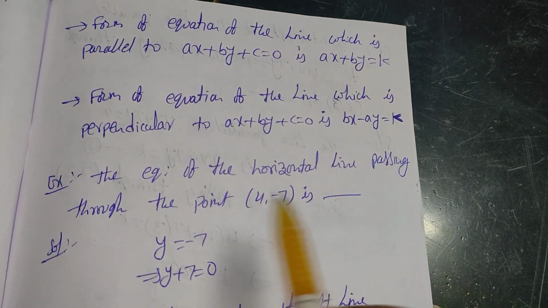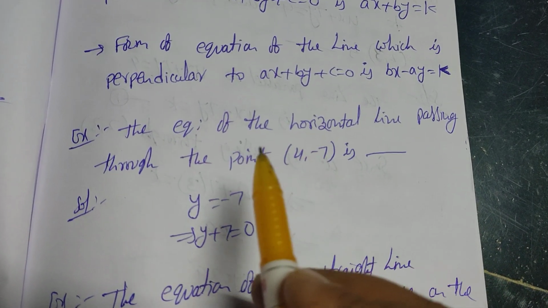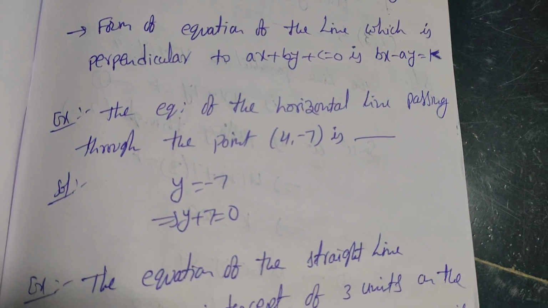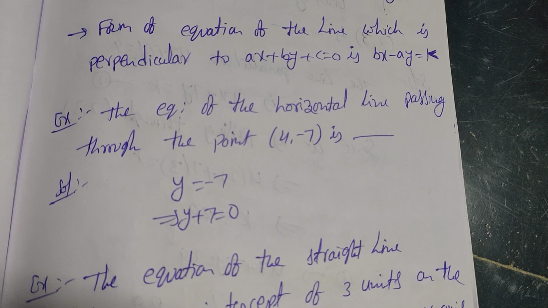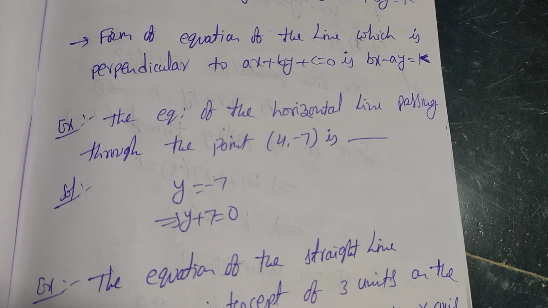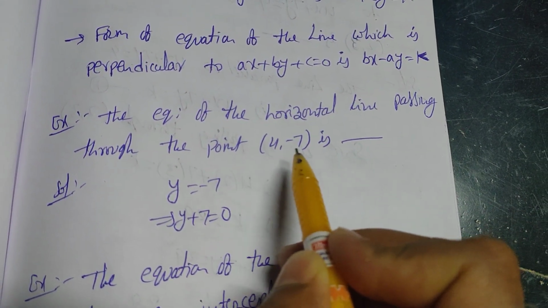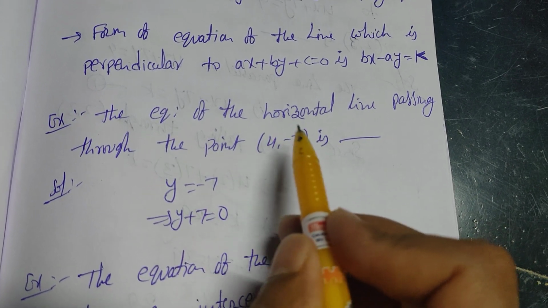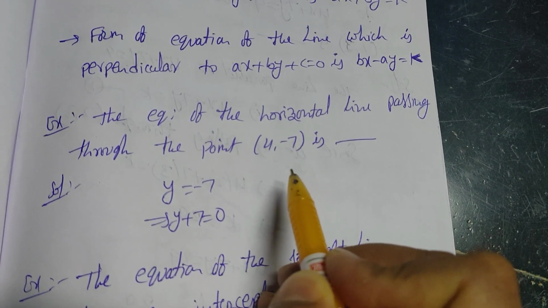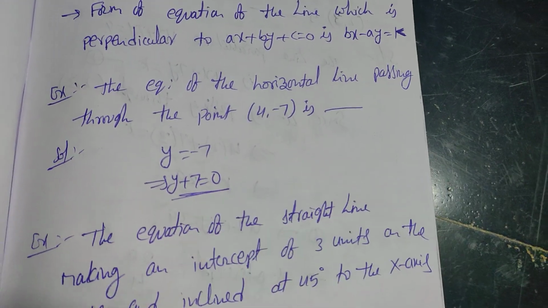The equation of the horizontal line passing through the point 4 comma minus 7 is, see here, already I discussed the equation of the horizontal line means that is parallel to x-axis. Parallel to x-axis means all y coordinates on that line are equal only. Because this is the line passing through point 4 comma minus 7, on this horizontal line all y coordinates are nothing but minus 7 only. So that equation is represented by y is equal to minus 7 only. So y plus 7 is equal to 0. This is the answer for that question.